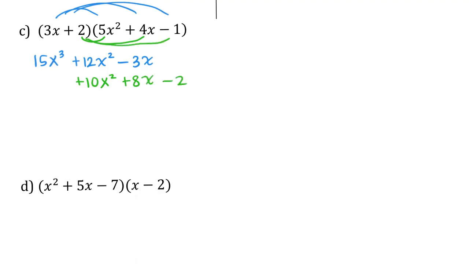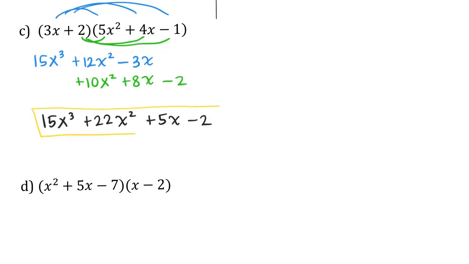Okay, I'm going to combine my like terms. 15x to the third, 22x to the second, positive 5x, and minus 2. And if you did box method, that's fine. If you did it horizontal method, that's fine too, as long as we're getting the same answer. This is just a nice way to match up your like terms a little bit easier.